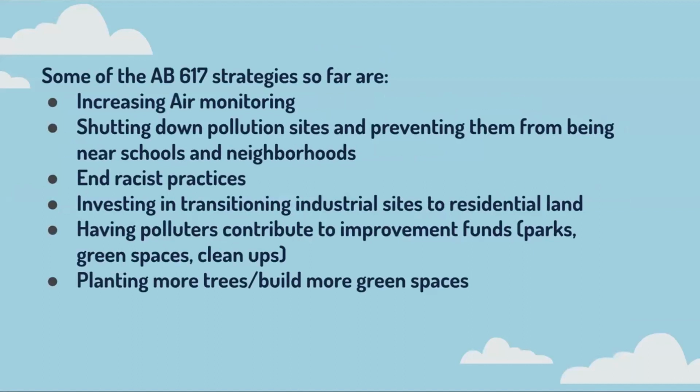Some of the strategies so far are increasing air monitoring, shutting down pollution sites and preventing them from being near schools and neighborhoods, ending racist practices like redlining, investing in transitioning industrial sites to residential land, having polluters contribute to improvement funds like parks, green spaces and cleanups, and planting more trees and building more green spaces. Next slide.